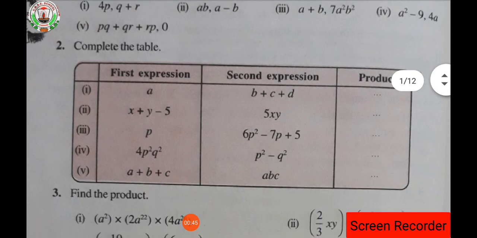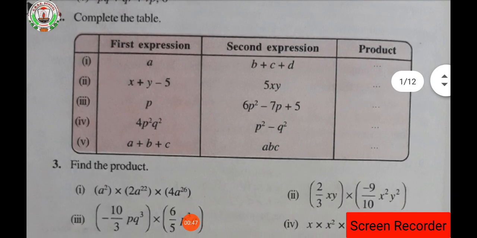Second question, what does the second question say? Complete the table. In this table, there is the first expression, the second expression and the product. That means you have to do the multiplication over there. The first expression a will be multiplied with the second expression, a plus b plus c plus d. That means a will be individually multiplied with b, c and d, and whatever answer comes after multiplication, we have to write in the place of product.